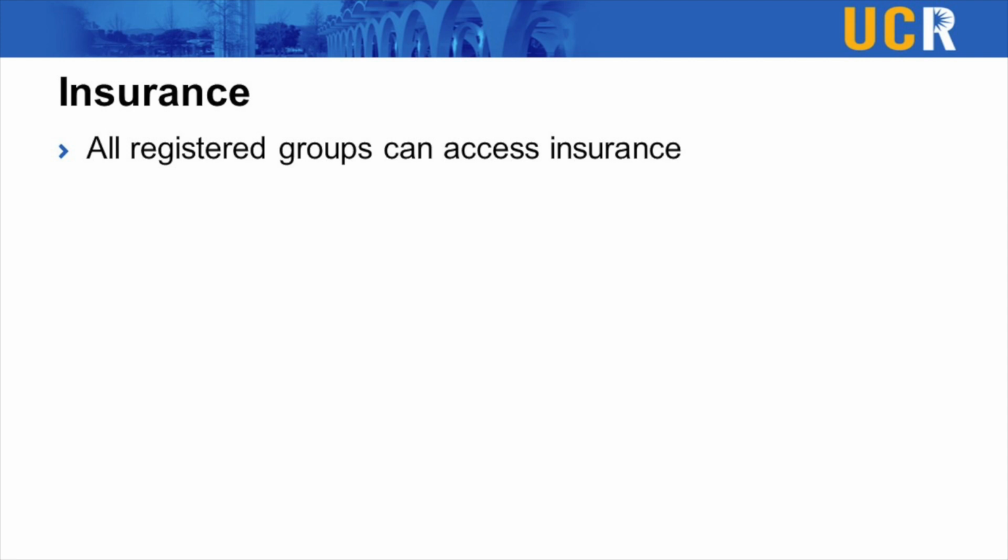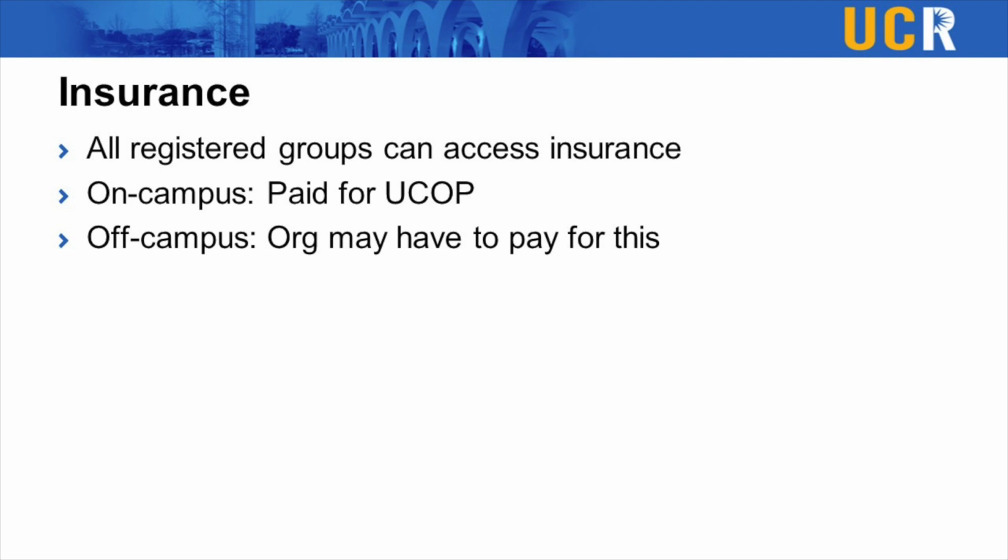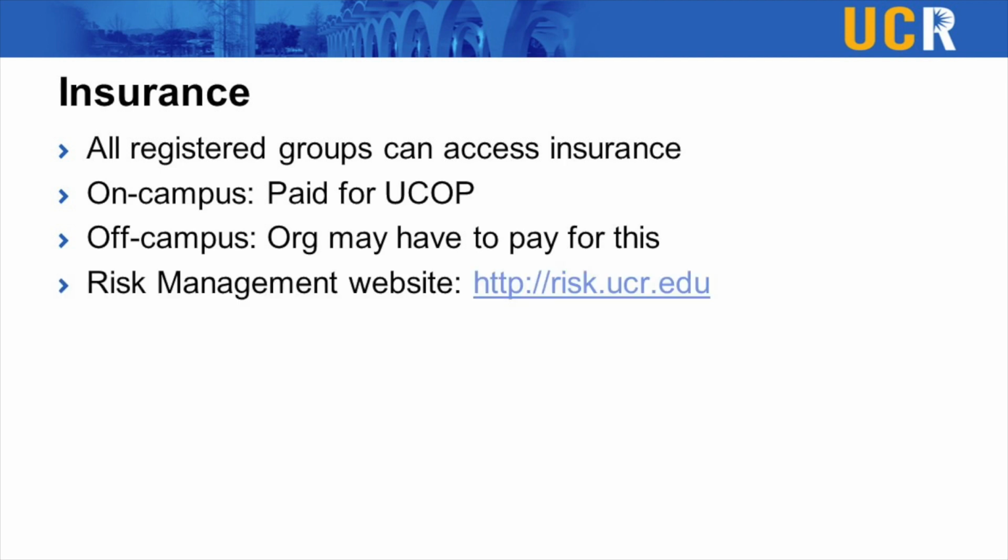If your event is occurring on campus, the insurance is paid for by the University of California Office of the President. If your event is happening off campus, you might be asked to pay for insurance coverage. So consider how often your events happen off campus and make sure to include that in your budgeting for the year. On the screen, you'll see information for our risk management department, and they can help you troubleshoot ways to lower the risk at your events, and they can help you navigate registering for insurance.